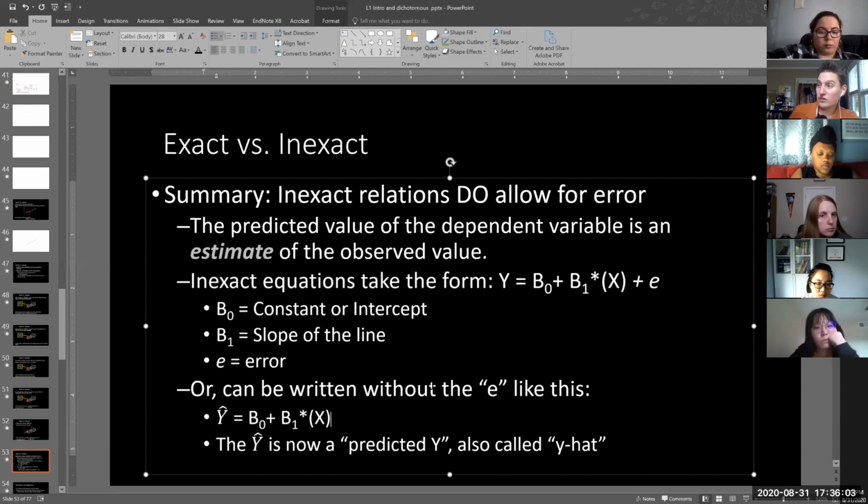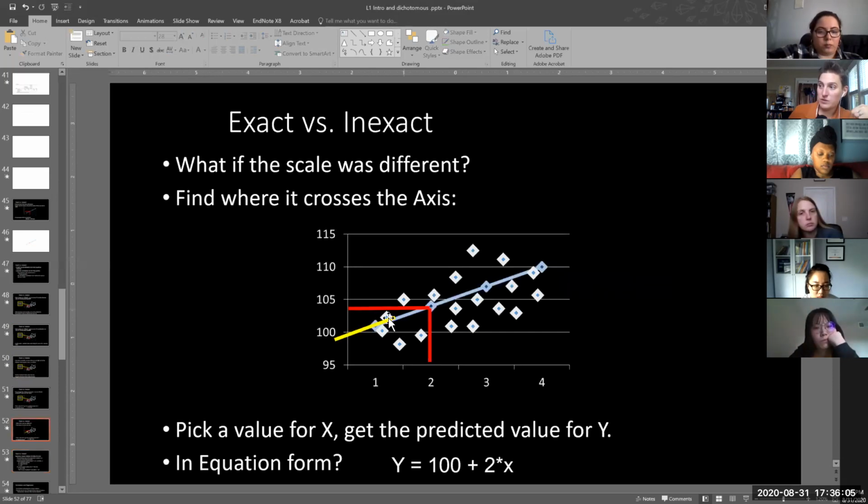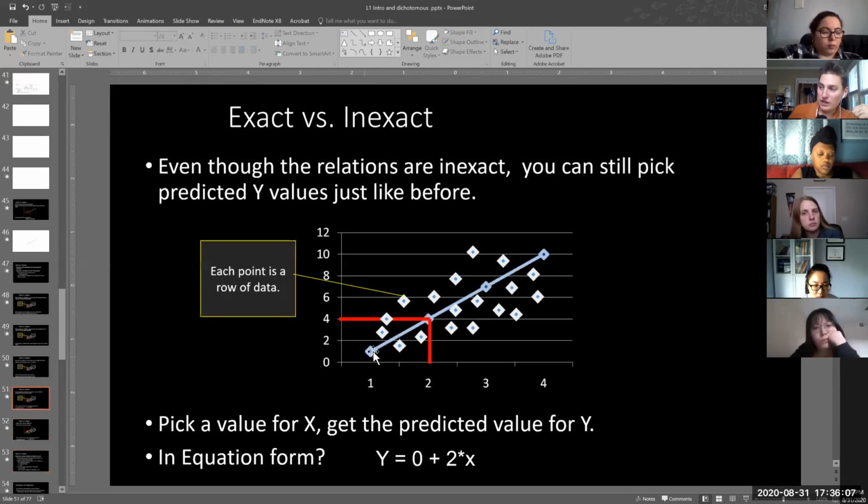Now the reason why these are different is because it's the difference between the equation of the line versus the equation of all the points. So for the points I have to include the error, but if I'm estimating a y hat, then I'm talking about the line and not about individual points.